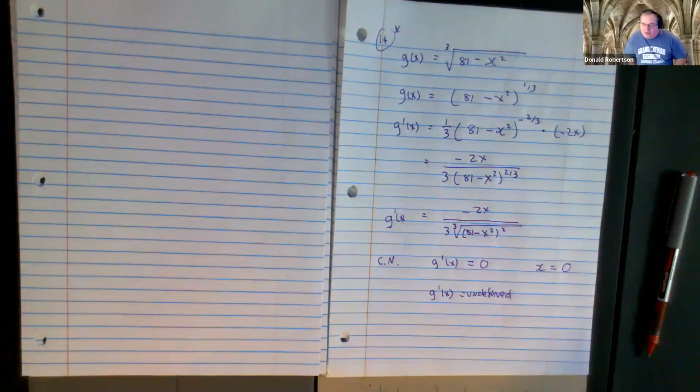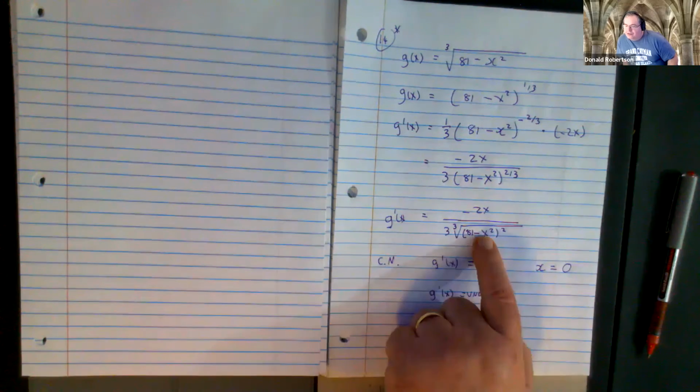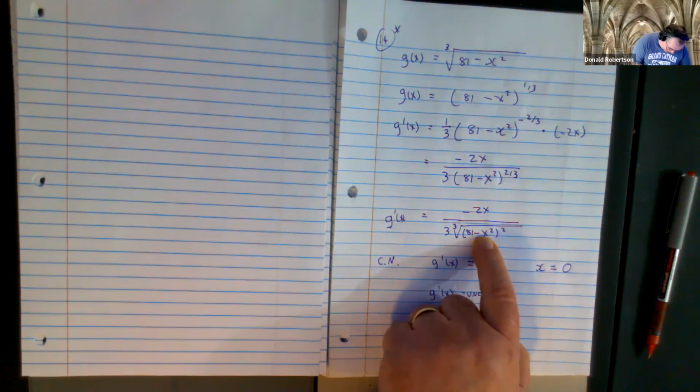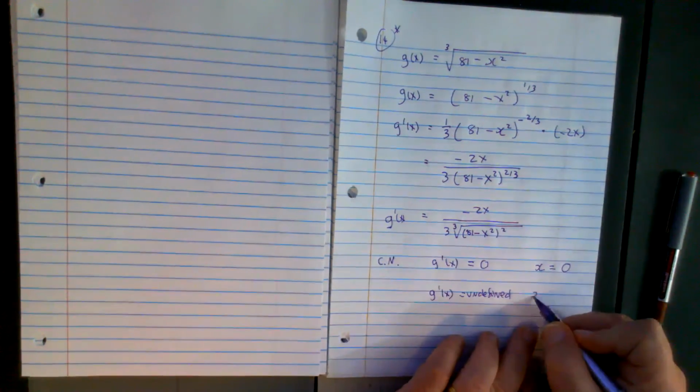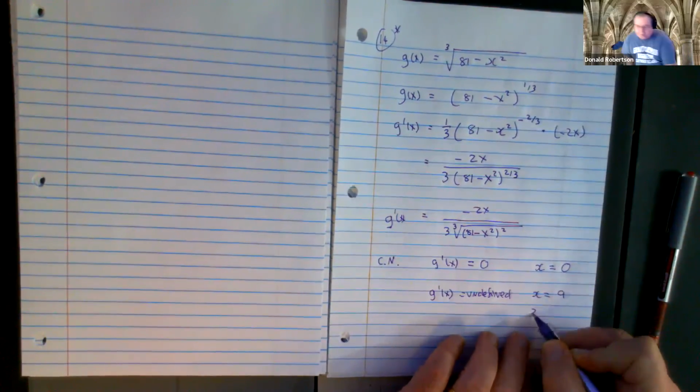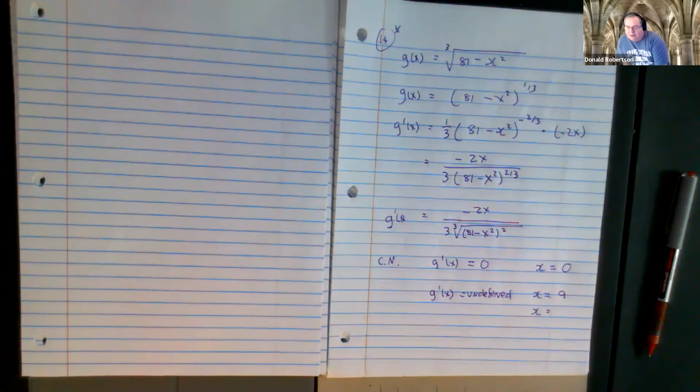Right, now that 9 you were talking about, I like that 9. But isn't that when the thing is undefined? Because zeros in the bottom are bad news for fractions. And you said 9, which I like, because that is correct. There's another number. We tend to miss the second one, but it is there.